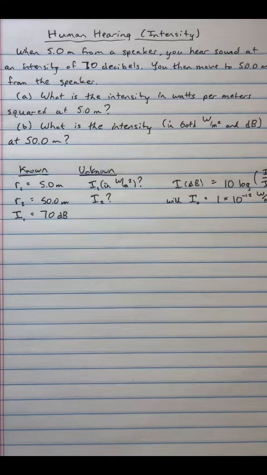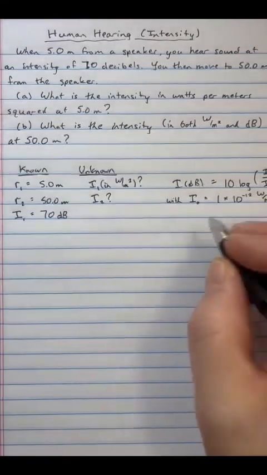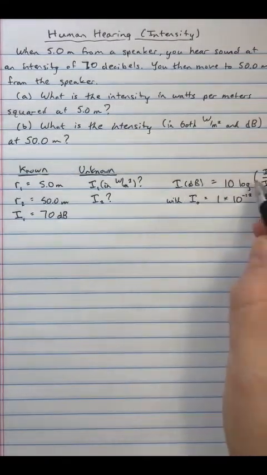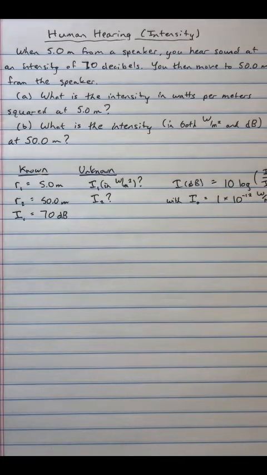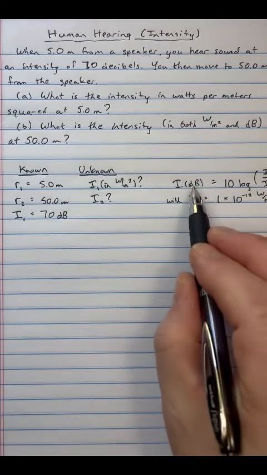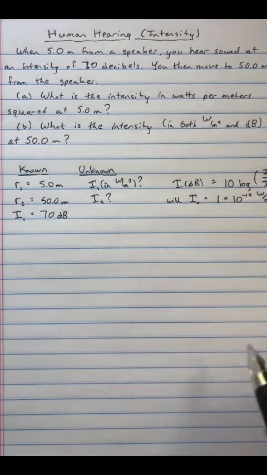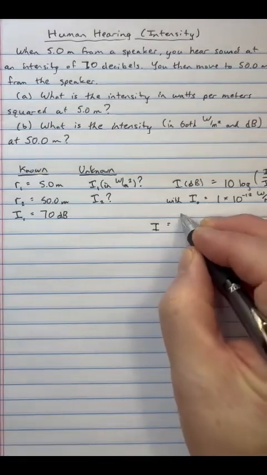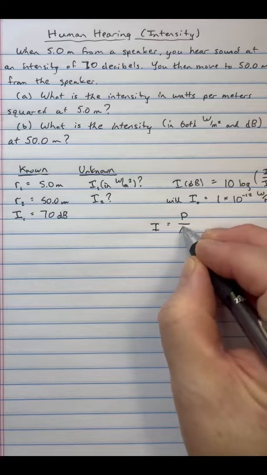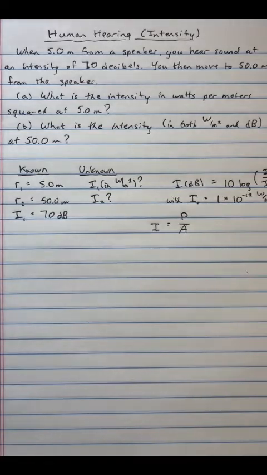Now, there is another formula I'm going to introduce, and that's the definition of intensity itself. So this is a unit thing here. This is actually not a formula to calculate intensity originally. This is simply a transformation of units from watts per square meter to decibels back and forth. But what is intensity itself? Intensity in general is power output, so use capital P for power, per unit area, like that.